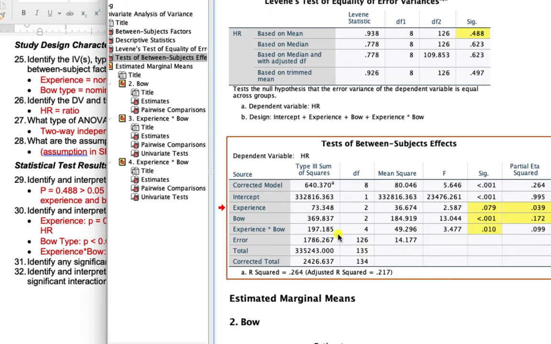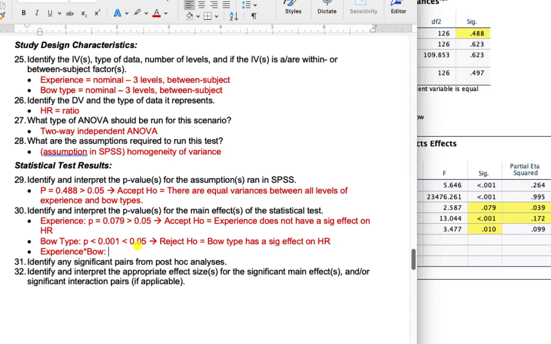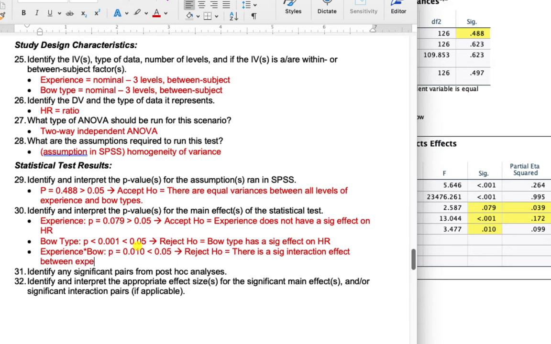The last p-value we are reporting is for our interaction effect, which is 0.010. And that is less than 0.05 as well, so we would reject the null hypothesis and say that there is a significant interaction effect between experience and bow type for our dependent variable measure, heart rate.